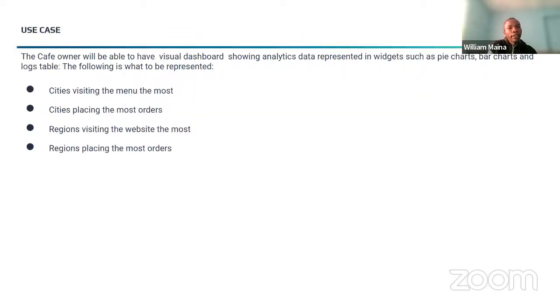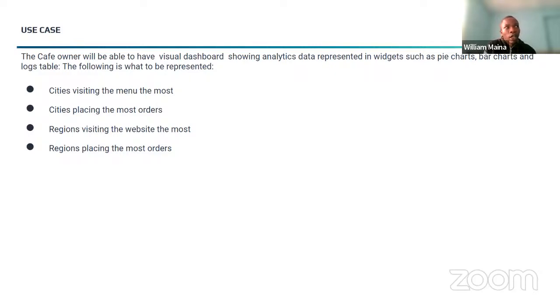Next, on the use case, the Cafe owner will be able to have a visual dashboard showing analytics data represented in widgets such as pie charts, bar charts, and a logs table. The following is what is to be represented, as I've already described earlier: cities visiting the menu the most, cities placing the most orders, regions visiting the website the most, and regions placing the most orders.